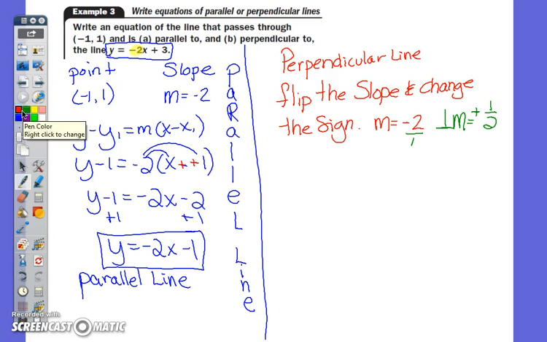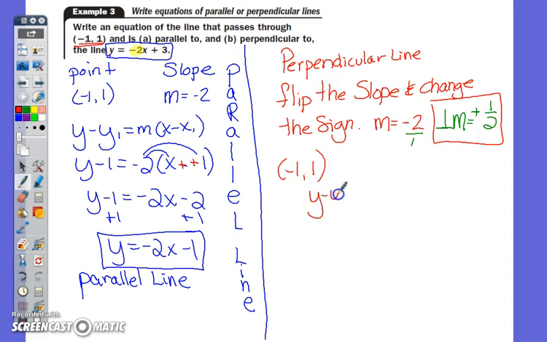So now I have the slope I'm going to use, boxed it in. And my point, well, what's my point? My point is still negative 1, 1. It's still the same point they gave us in the problem. We fill in y minus y sub 1 equals m times x minus x sub 1. So y minus 1 equals our slope of positive 1/2 times x minus a negative 1.